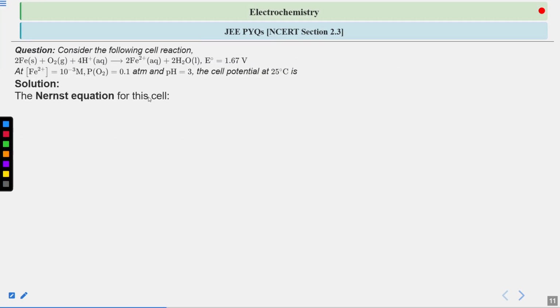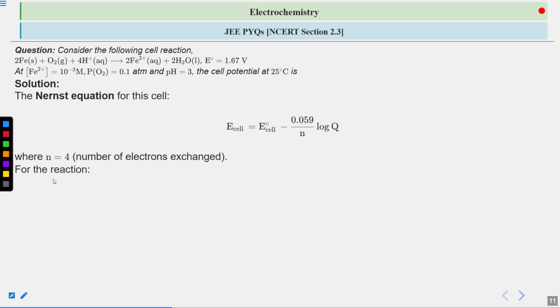Now the next equation for the given cell will be: E, the overall potential of the cell, equals the standard cell potential minus 0.059 by n log Q. Here we should take n as 4, because that is the number of electrons exchanged. Now for the reaction, 2Fe plus O2 plus 4H+ converting to 2Fe2+ plus 2 molecules of water.